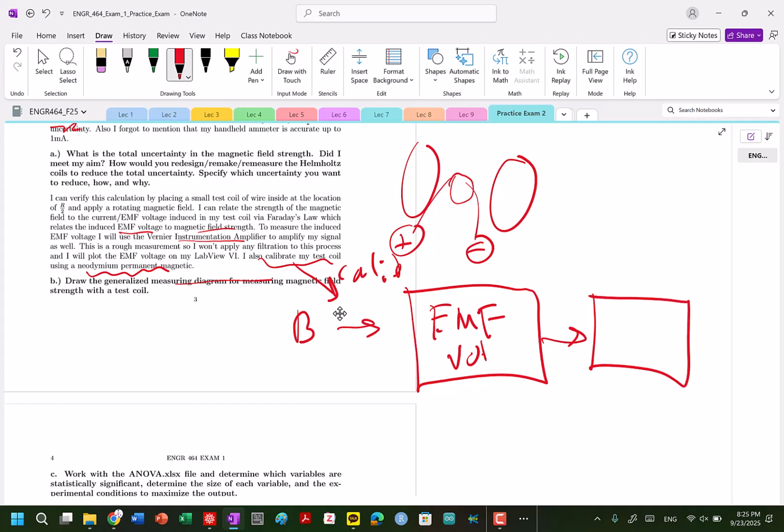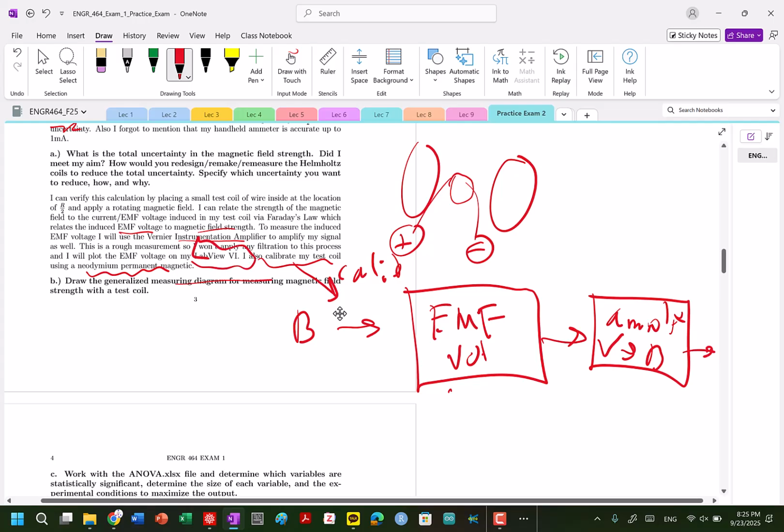There is the sensor, this is the sensor transduction stage, your signal processing. There is some amplification, and there's also probably some voltage to a B field calculation as well. And then your readout is just going to be on our LabVIEW VI. So there you go. That's it.